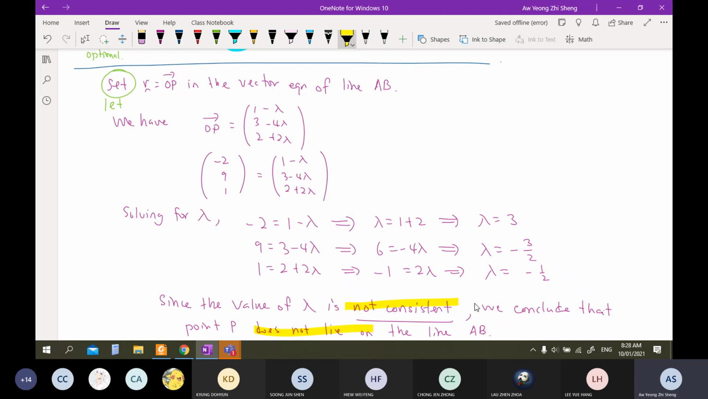So for you to say that the value of lambda is consistent, it is a must to get all three lambdas to be the same value. If you get, let's say, lambda equals to 3, lambda equals to 3, lambda equals to -1/2, even if two of the answers are the same, you still say it is not consistent. For lambda to be consistent, all three answers must be the same.